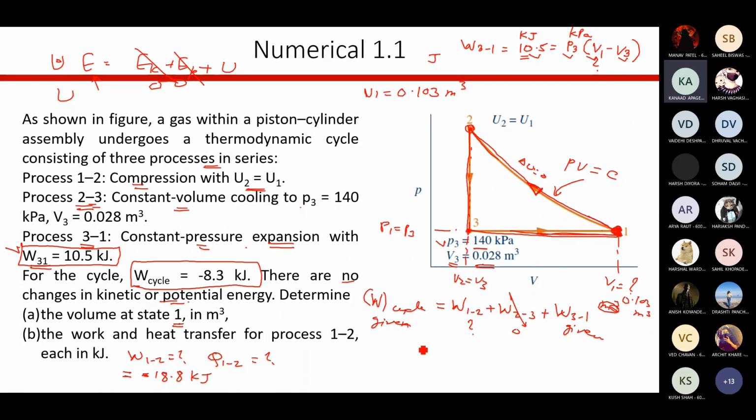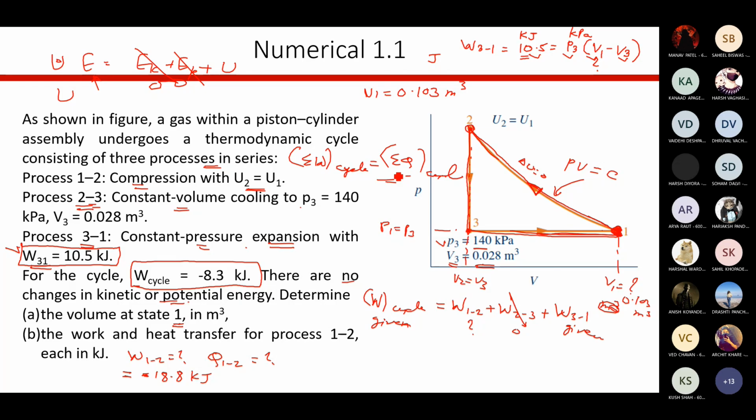Or is it for a cycle? What is the situation for a cycle? Summation W of a cycle must be equal to summation Q of a cycle or not? Can I use that? Yes, sir. So you can use that. I can use this. So find out Q1-2.